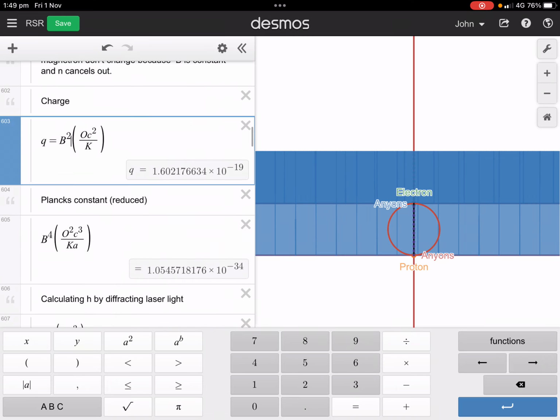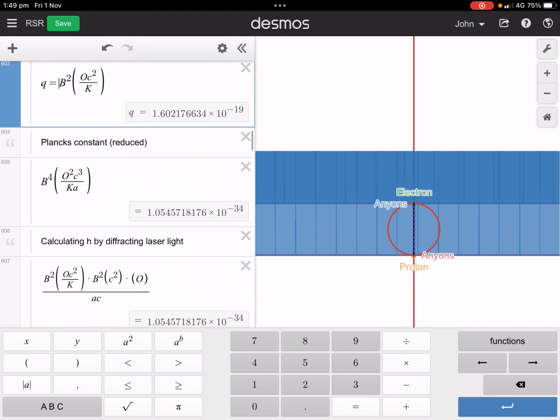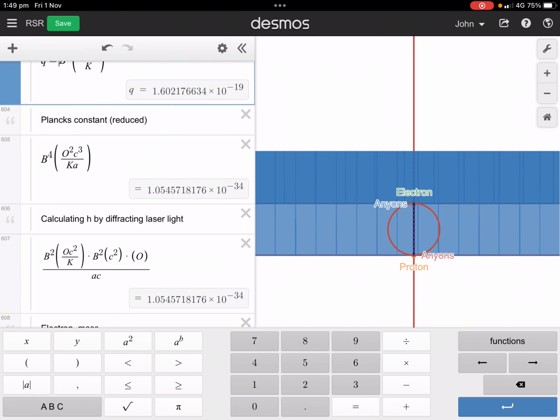Now notice that I've separated the relativistic slide rule from the man-made units in brackets. Charge turns out to be b squared, which is the same as the gravitational potential. And Planck's constant turns out to be exactly b to the power of 4.